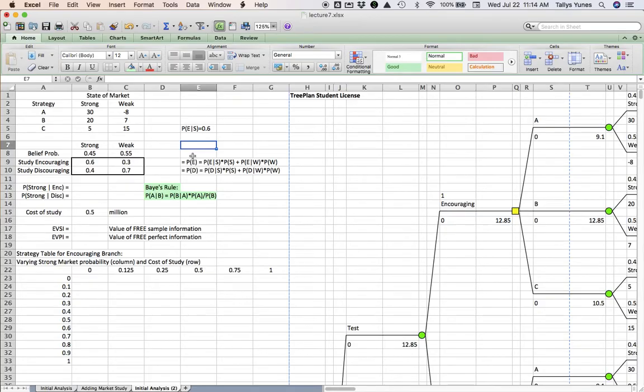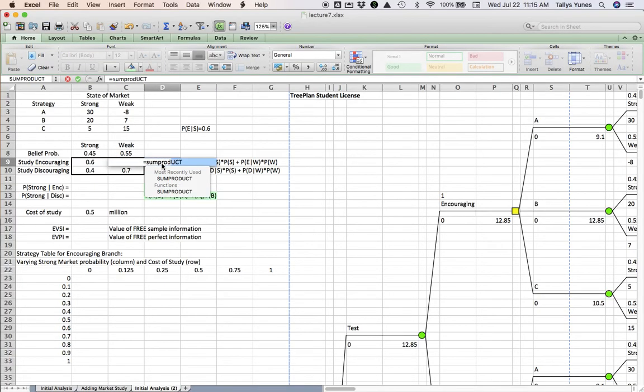it goes like this. The probability of encouraging is the probability of encouraging under strong markets times the chance of a strong market, plus the probability of encouraging under a weak market times the chance of a weak market, because strong and weak are the only two types of market there are. Well, the first two, PE given S and PE given W, are these numbers here. And the PS and the PW, chance of strong, chance of weak, are these two numbers here. So I only have to do a sum product between these guys. And I'm going to anchor this. And these guys here. Okay.